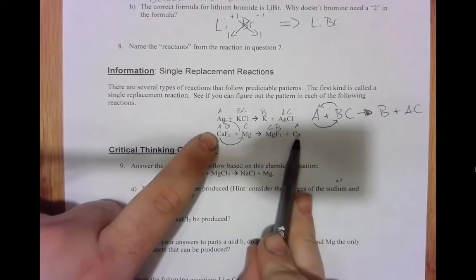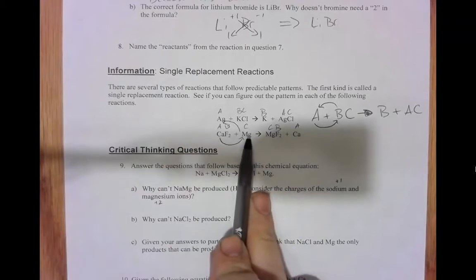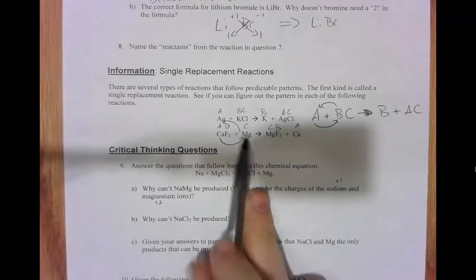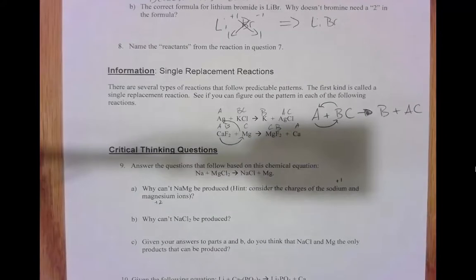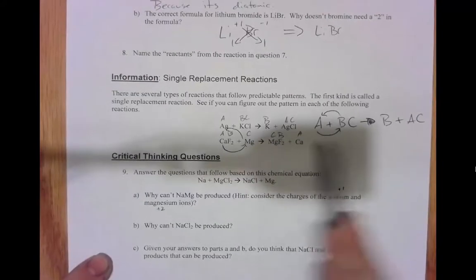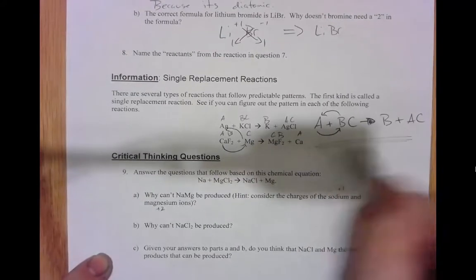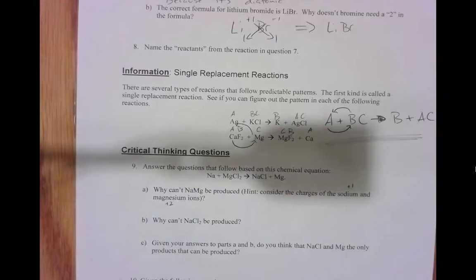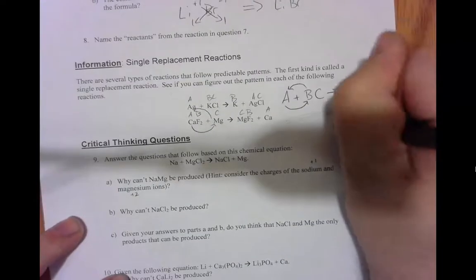Calcium is now alone and magnesium is now bound to fluorine, and it was the opposite on the reactant side. So that is a single replacement reaction. This right here, this is the pattern that we'll use to describe all single replacement reactions. This will help you answer question 12.